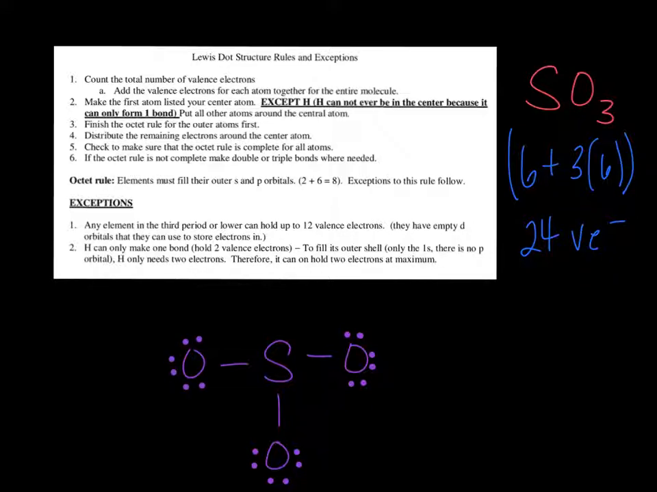Now once I've done that, I've used all 24 valence electrons, right? So I don't have any more, okay? And it says, number 4, distribute remaining electrons around a center atom. Well, I don't have any more to put there. Number 5 says, check to make sure that the octet rule is complete for all atoms. And so if I go and look, these oxygens are fine because they've got 2, 4, 6, 8. This one has 2, 4, 6, 8. This one has 2, 4, 6, 8. But sulfur only has 2, 4, 6. And so sulfur's octet rule is not satisfied.